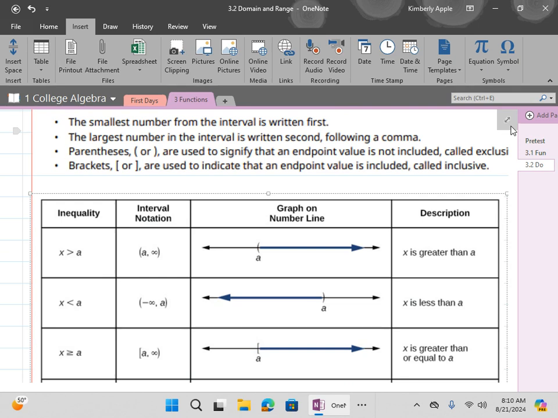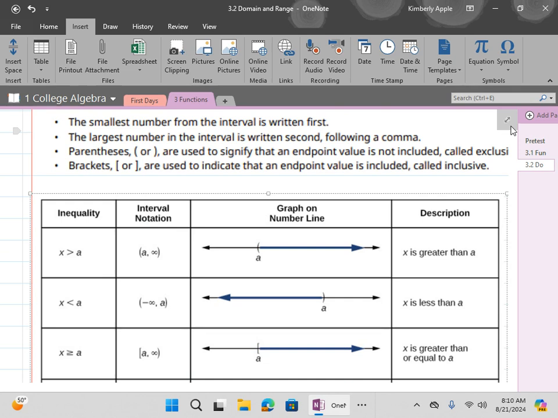Because we can never get to infinity, and infinity is never something that is included, you will never have a closed bracket to indicate any sort of endpoint, including infinity. It will always be an open bracket, parentheses. Okay. So this is just a table.